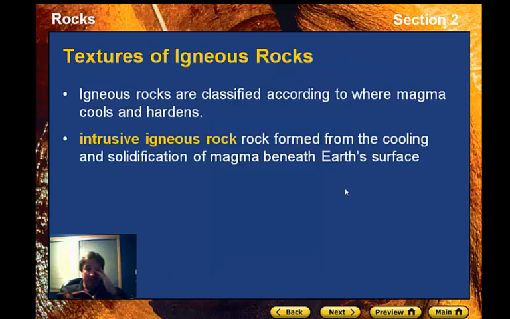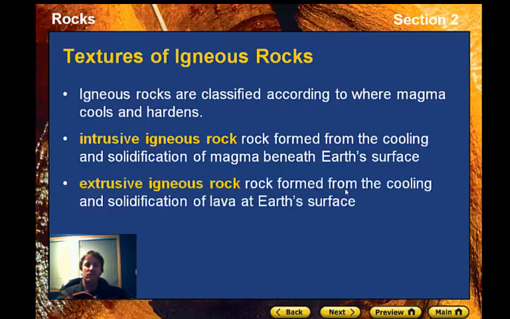Now, how a rock feels, that's called its texture. And we get that texture according to where the magma cools and hardens. Now, the first two words you're going to need are intrusive and extrusive. Intrusive means they formed under the Earth's surface. Extrusive means it formed above the Earth's surface.